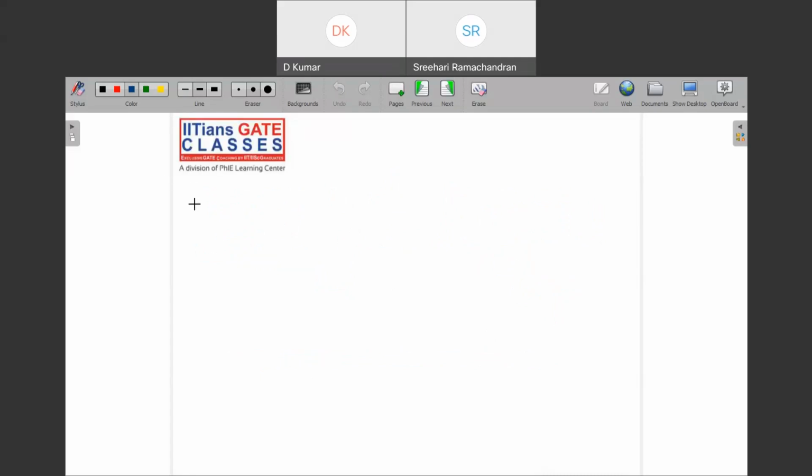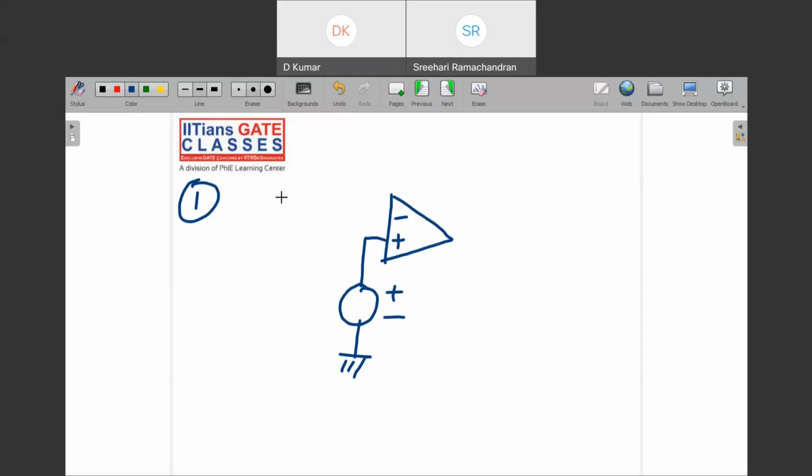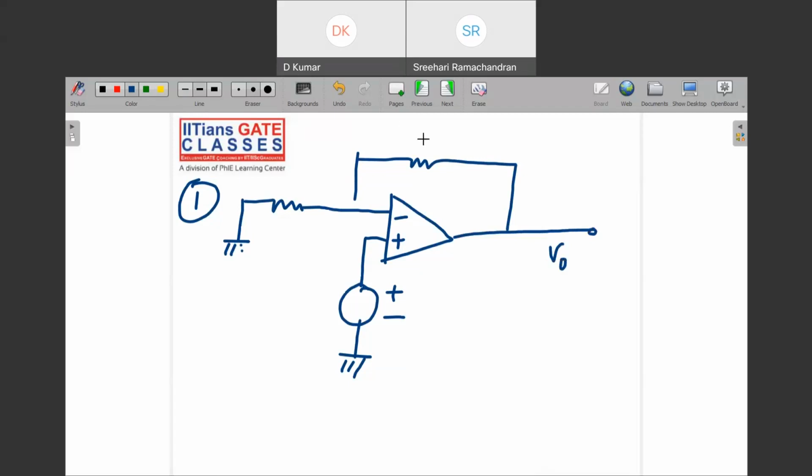The very first example I'm going to take here is this op-amp, under negative feedback. Don't bother about positive feedback and all. This is plus, minus. You can draw the circuit with me and start solving the question. You have to learn how I'm approaching the problem. This is the output, and it has a 3K resistance as feedback, and a 5K resistance.